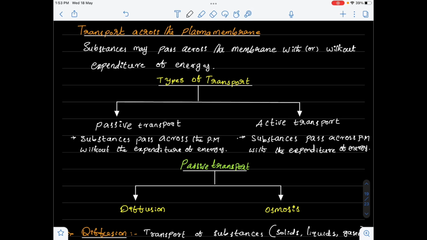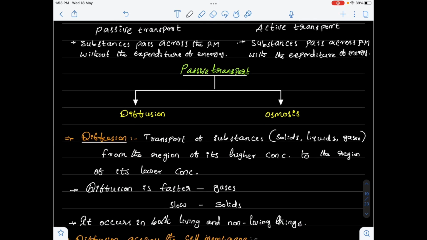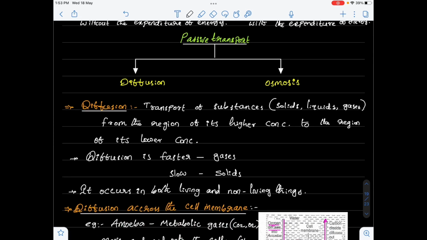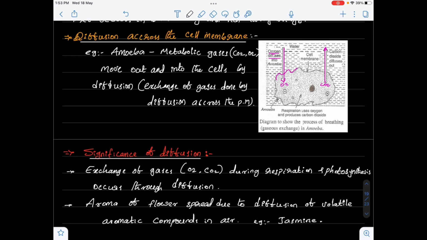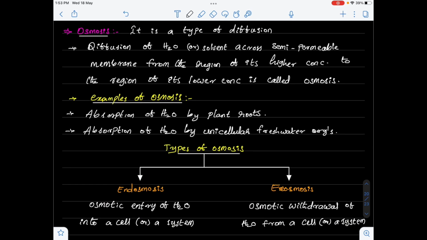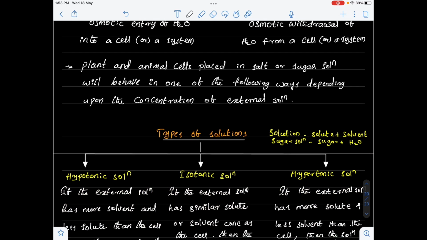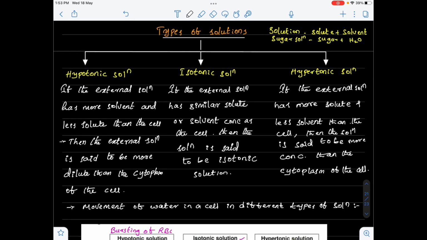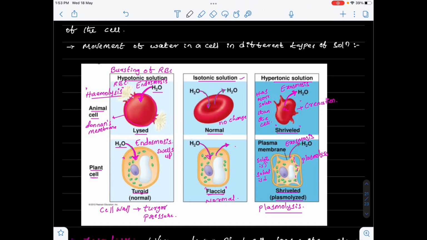This is about transport of substances across the plasma membrane, that is passive transport. Under this type of passive transport: diffusion, significance of diffusion, osmosis, types of osmosis, types of solutions, and movement of water in a cell in different types of solutions.